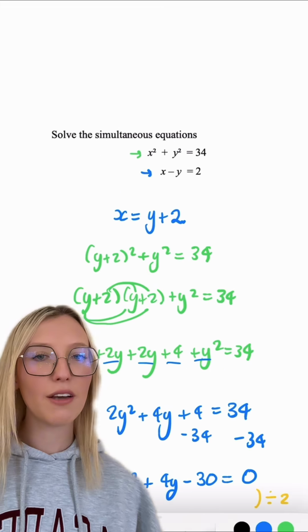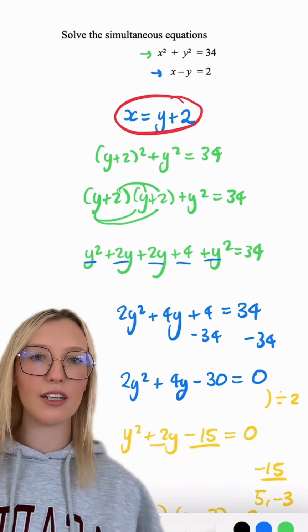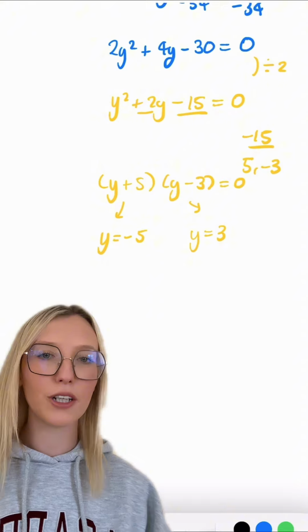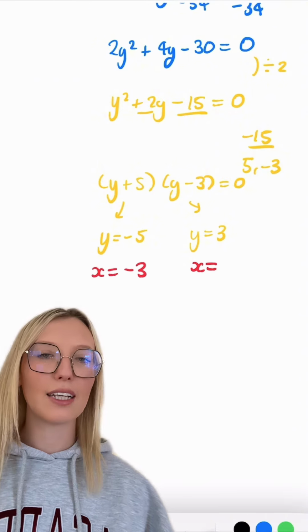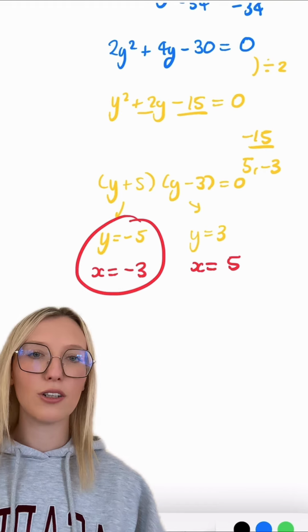Now we've found the two y values, we now must find the two x values, and we know x equals y plus 2. So in this case, x is going to equal minus 3, or in this case, x equals 5. So the two sets of solutions are here.